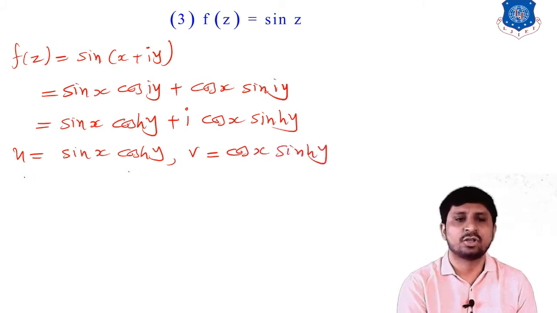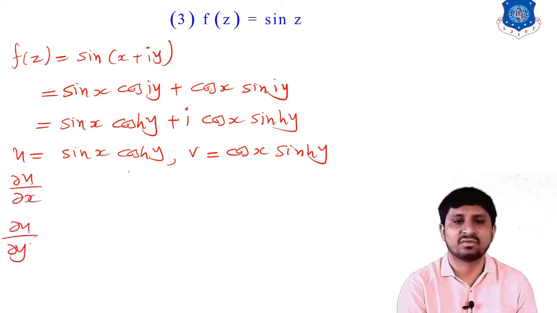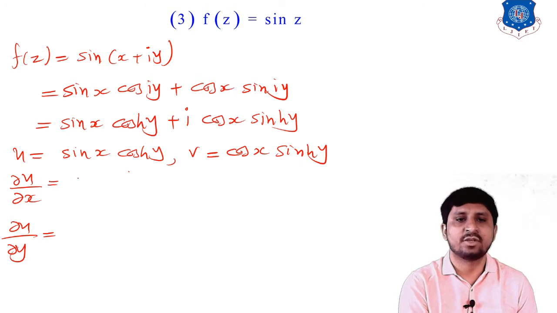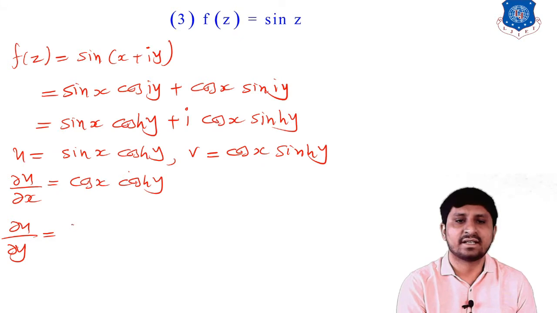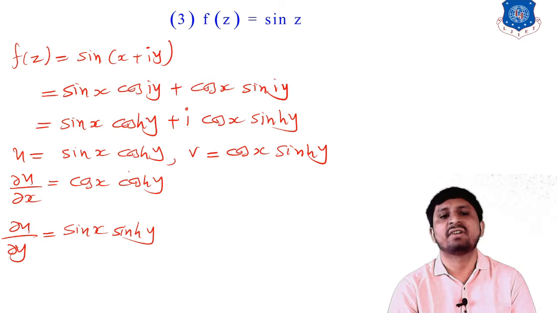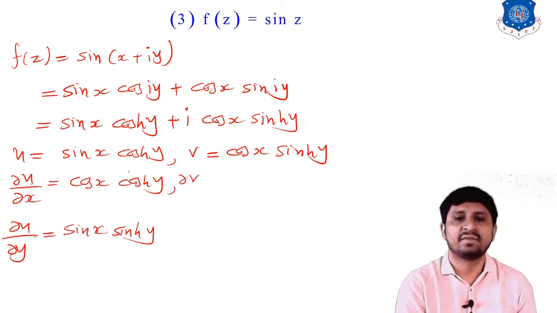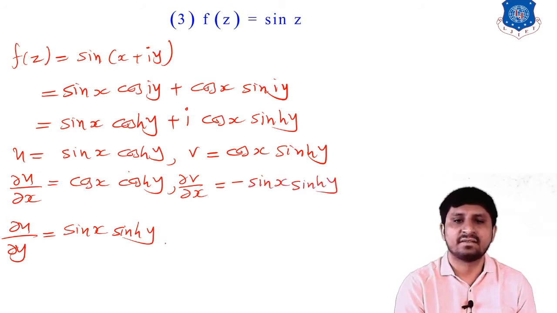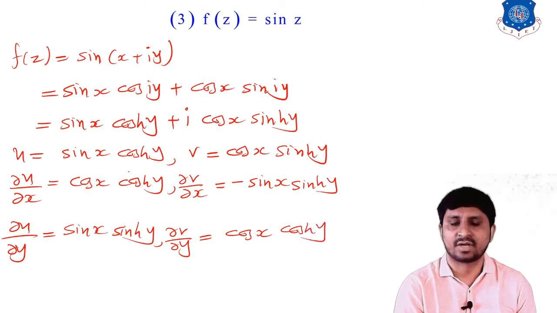So now we find all the partial derivatives, del u by del x, del u by del y. First, del u by del x is cos x cos hyperbolic y. Del u by del y is sin x sin hyperbolic y, since the differentiation of cos hyperbolic y is sin hyperbolic y. Del v by del x is minus sin x sin hyperbolic y, and del v by del y is cos x cos hyperbolic y.